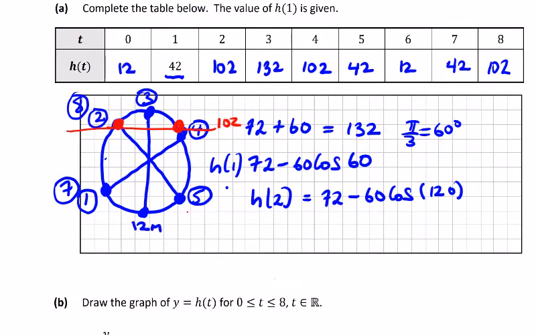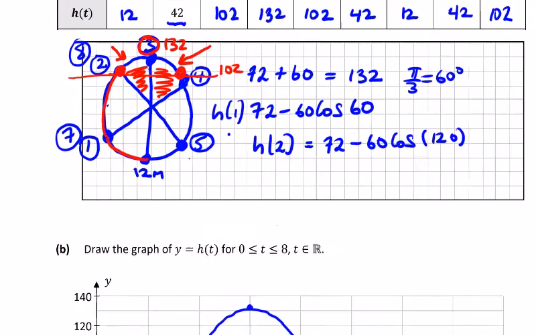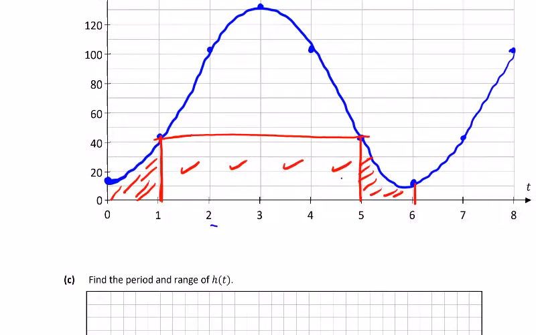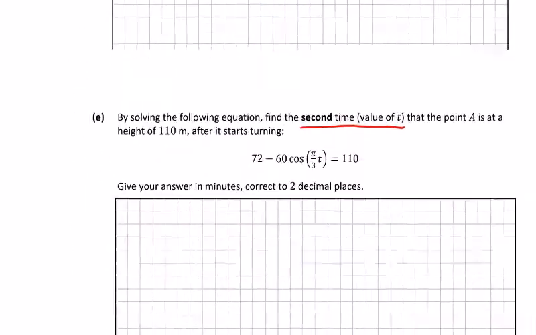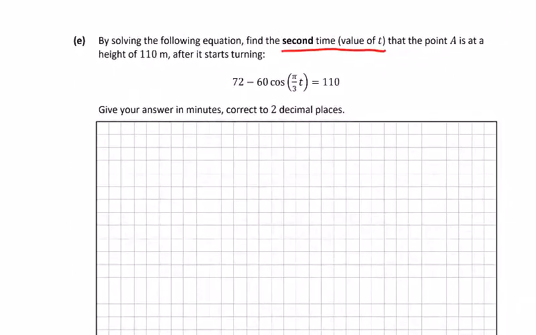So 110, which we're asked for, is going to be in here before it gets to 132 at the top, and also in here. So second 1, second 2, it should be between second 2 and 3 the first time, and between second 3 and 4 the second time. So let's have a look. Between second 2 and 3 and between second 3 and 4 is what we'll get here.